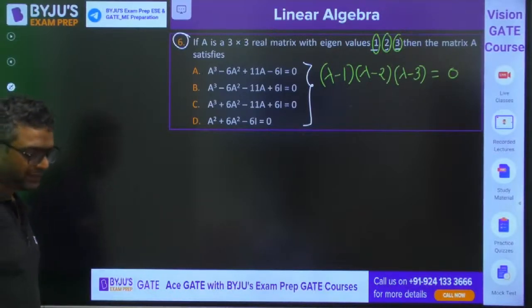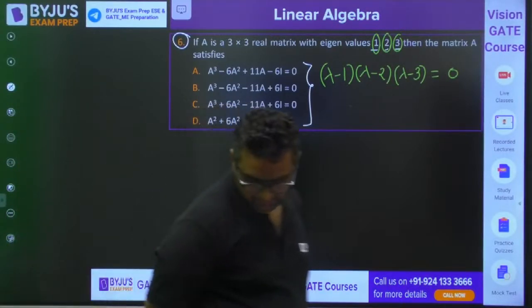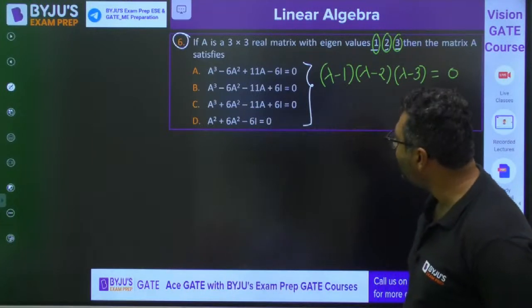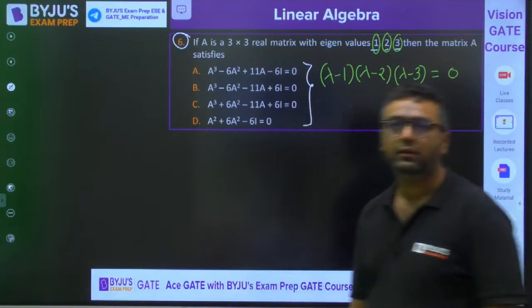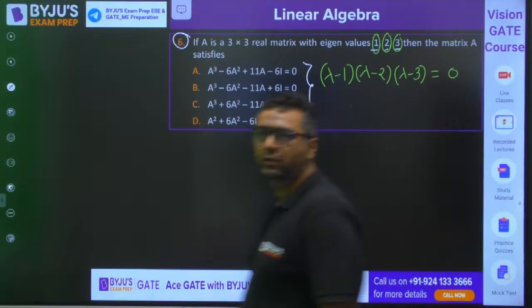Okay, so Papa ka ghoda is saying the answer to be B, which is lambda cube minus 6 lambda square. Okay, okay, okay. I feel your answer is correct. Very good.